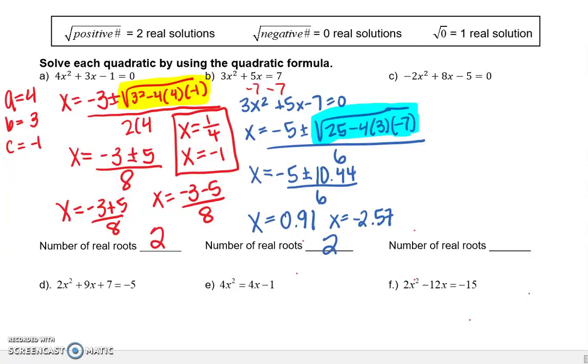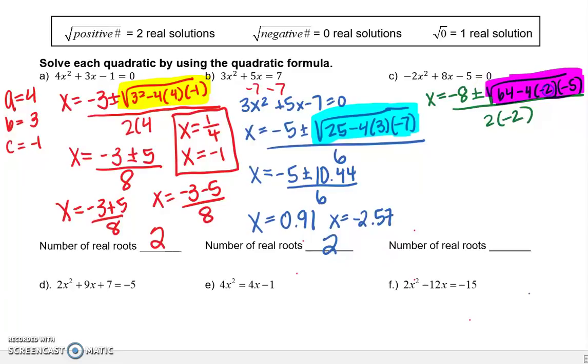Letter C is all set up. So x equals negative b, which is negative 8, plus or minus the square root of b squared. 8 squared is 64, minus 4 times negative 2 times negative 5, all over 2a, which is 2 times negative 2. Okay, this is what goes in your calculator. Go ahead and do that.